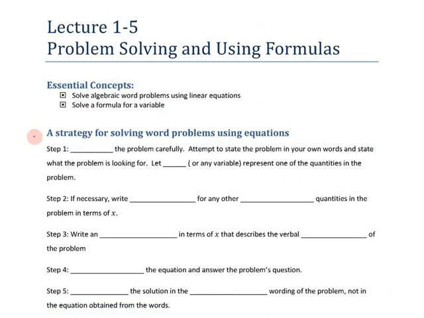The first step in any word problem is to thoroughly read the problem. That is, read it carefully and make sure that you understand exactly what is being asked. We're going to attempt to state the problem in our own words or state what the problem is looking for. You don't necessarily have to write that out on your homework, but you need to be able to state it in your mind at least, that you know what it is that they're looking for. And at that point, let x be the variable, or actually you can choose any variable to represent one of the quantities in the problem. As we look at examples, I'll give you some suggestions on how to decide which quantity to assign to x.